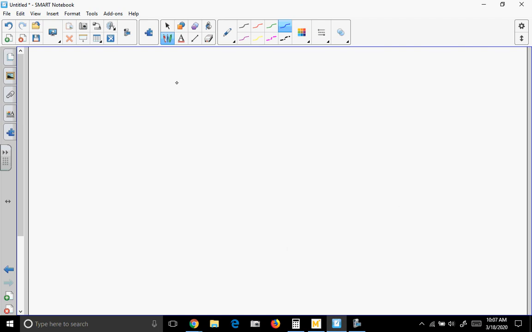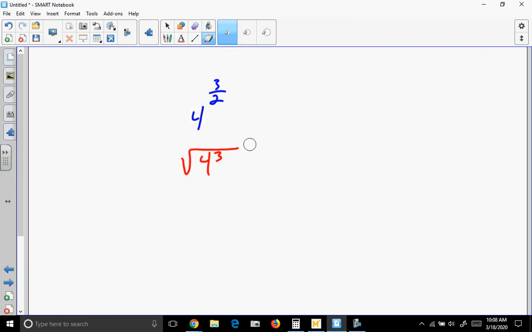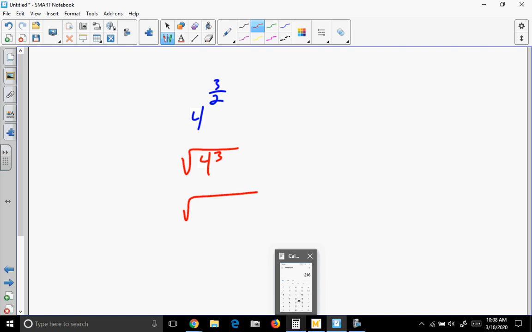When we deal with exponents that are fractions, it doesn't really matter where we put our power. Here we're taking the square root of 4, and we can either put the cube on the inside or we could put the cube on the outside, just not both. So if we put the cube on the inside, then that's going to give us a larger number on the inside. 4 times 4 times 4 is 64, and when we take the square root of that, we get 8.